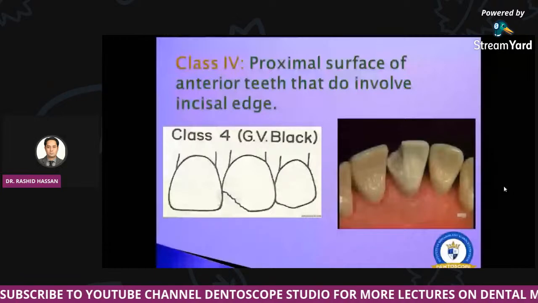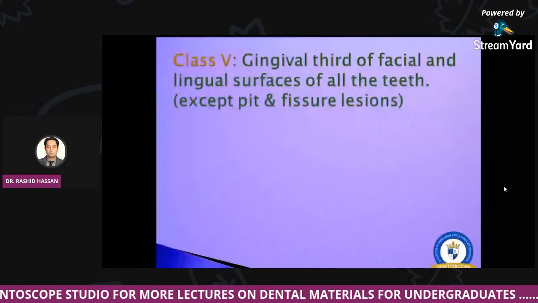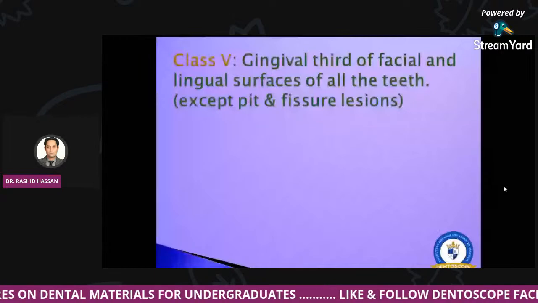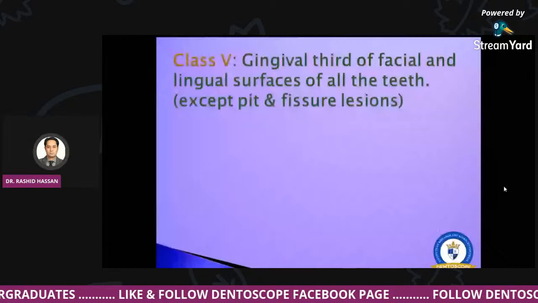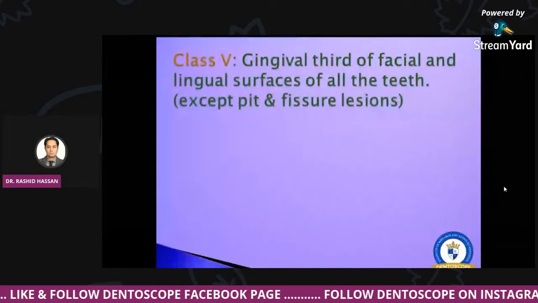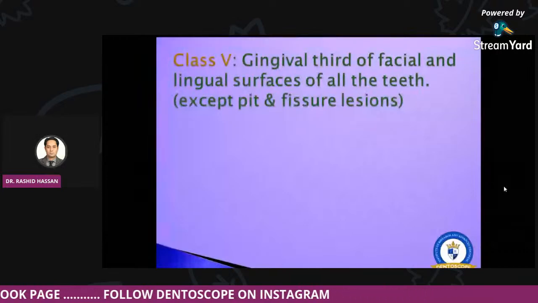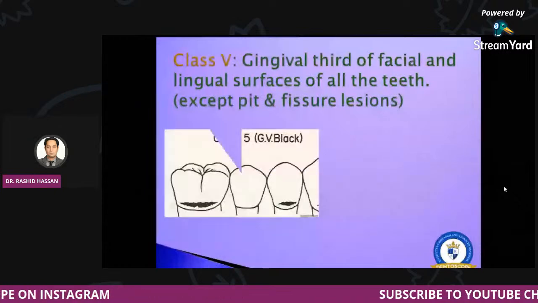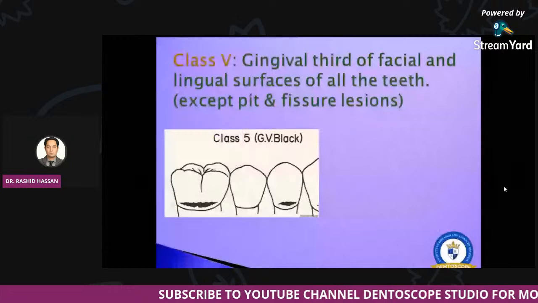Then class 5 cavity, the gingival third of facial and lingual surfaces of all the teeth, except pit and fissure, because if it is pit and fissure, it will be class 1. So except pit and fissure, there is a carious lesion at the gingival third of the facial and lingual surface of any teeth, just like this. Here you can see class 5 cavity according to GV Black.